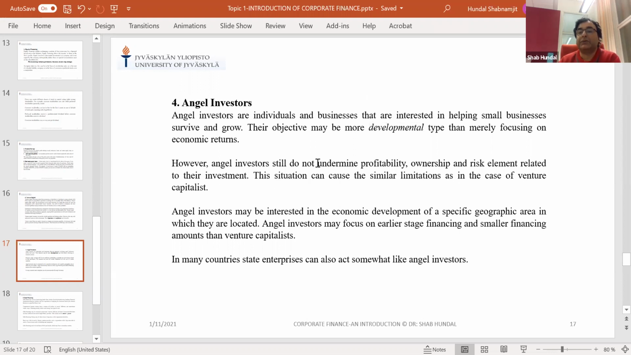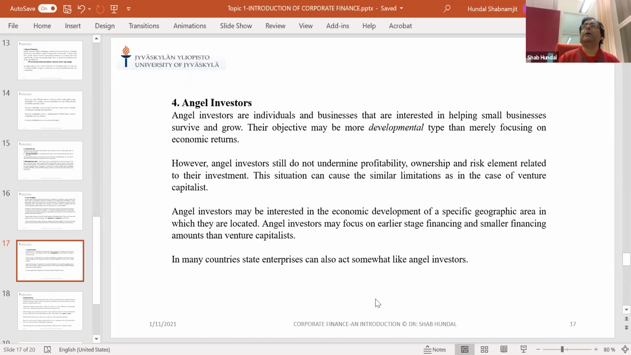However, it's not right to say that they don't care about the profitability. They do care about the profits as well. But if I have to compare between the venture capitalist and the angel investors, then they are a little bit more patient, and they can wait, and they are not so short-term profitability obsessed. So they can wait. And in many countries, in the developing countries, there are some public sector bodies which are working as angel investors.